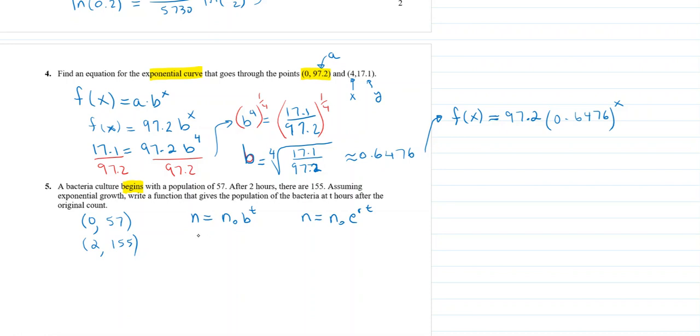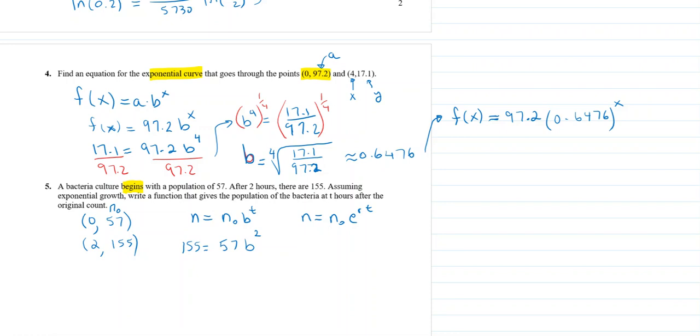I am going to do it the same way, and I'll show you a problem you're going to see in your homework in WebAssign. It asks for this form, but even if you put this form in, it does not mark you off wrong. So either way is correct. We know that at time 0, the population was 57, so I know that that's my n sub 0. And I know that after 2 hours, the population is 155. So this is just like the problem up here. We're plugging in the numbers to get the value of b after 2 hours.